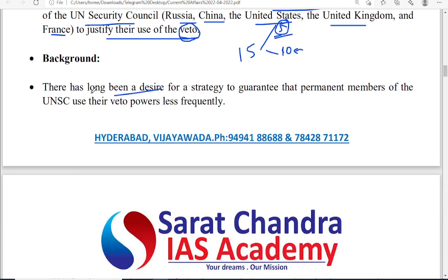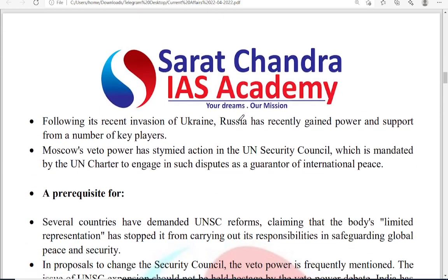there is a long desire that these permanent members will use the veto power very less frequently. Rather than using it time and again, they have to use it only for the common good, not frequently for their political gains or for their national interest. Instead, they have to use the veto power only for the common good of the total globe. If you see the recent developments of the Russia-Ukraine war, again the veto power has come forward, and you know how Russia has been vetoing so many resolutions in case of this Ukraine and Russia conflict.